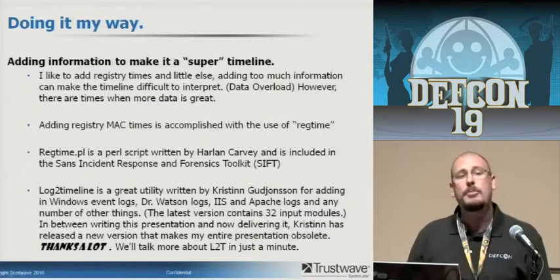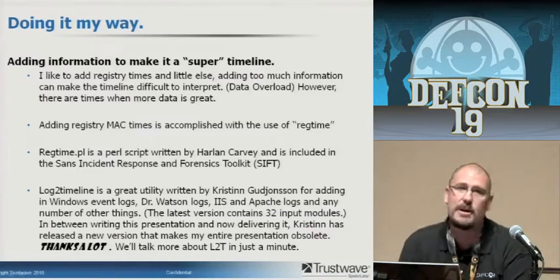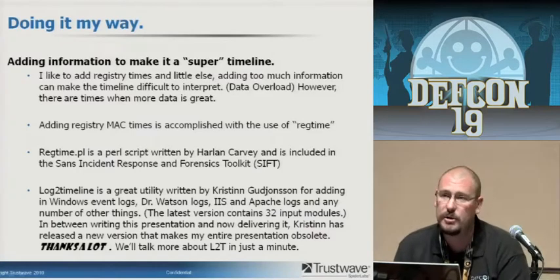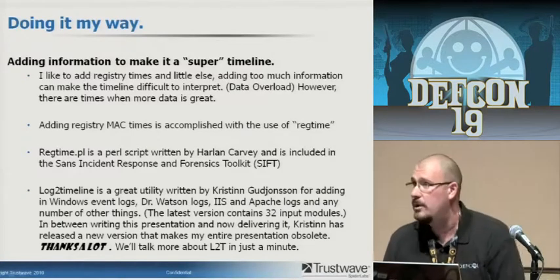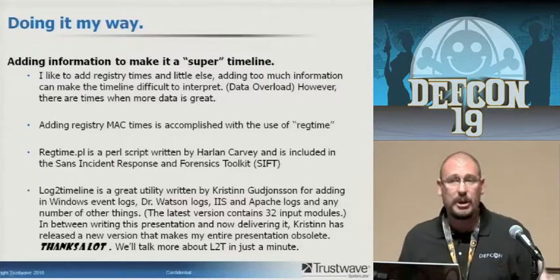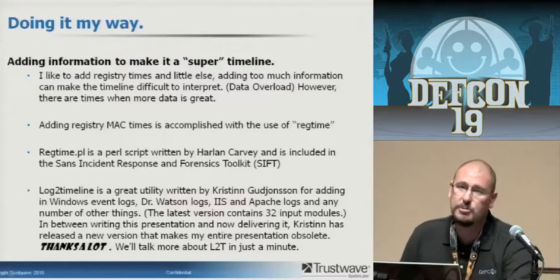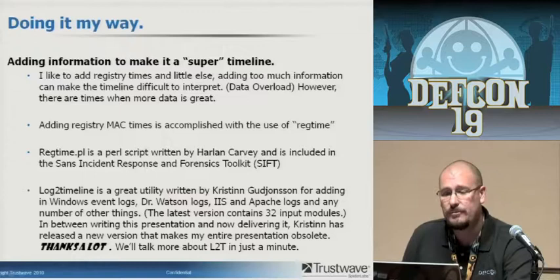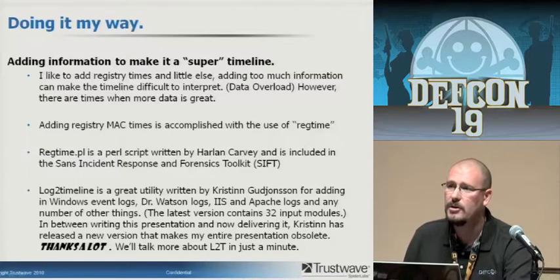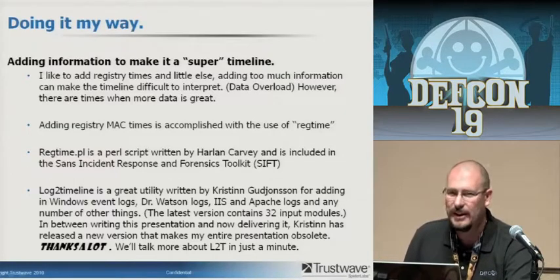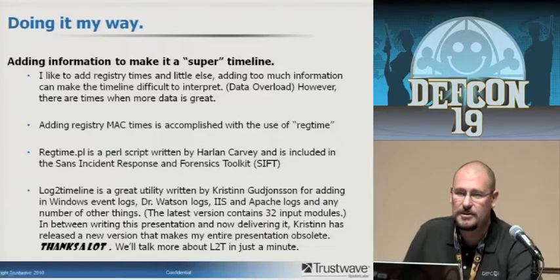So there's your standard file system timeline, which can be incredibly useful. But you start adding information to it and you really get a much larger picture of what's going on. So we call it a super timeline when you start adding more information to it, right? I like to add the registry times, and I don't usually add a lot else. You really get data overload extremely quickly. But that being said, sometimes you're not finding a lot. Adding everything can be very useful. So obviously you just gotta use your best judgment there.